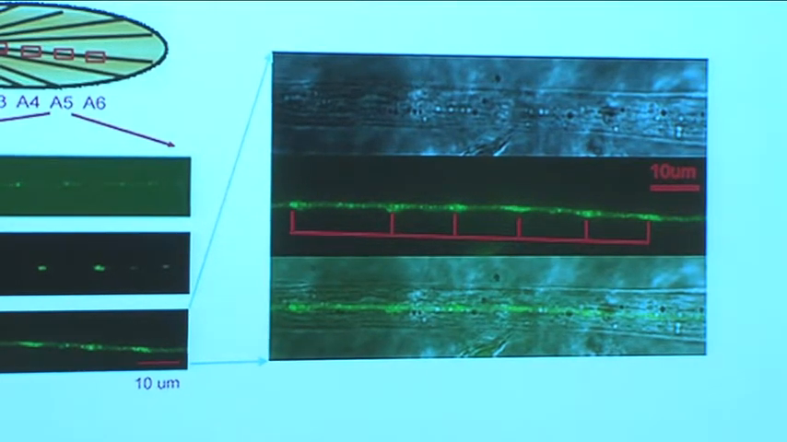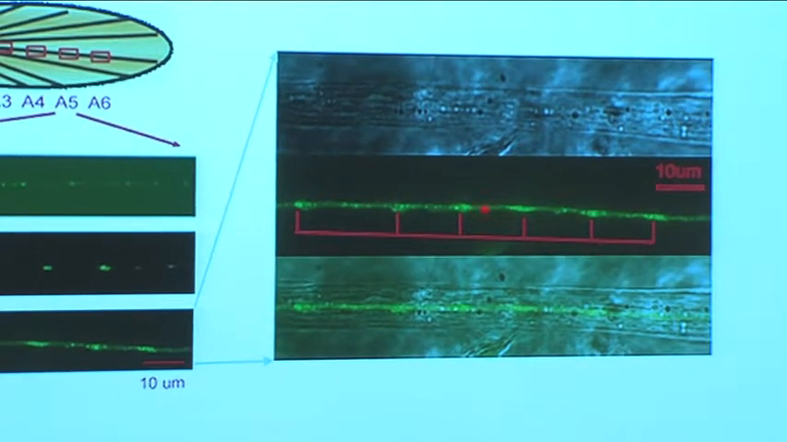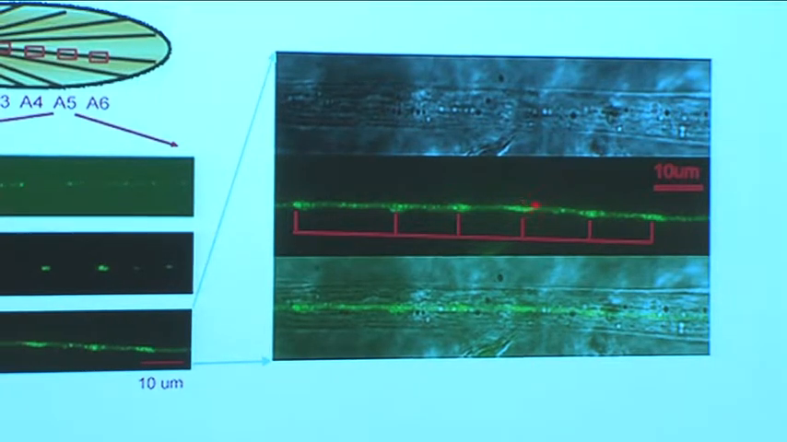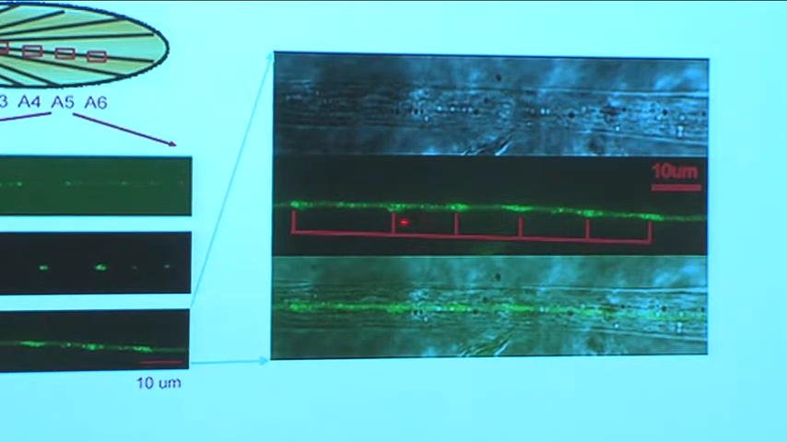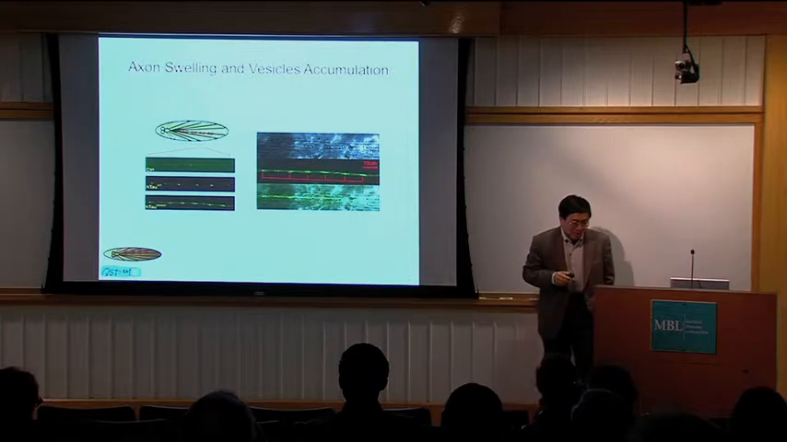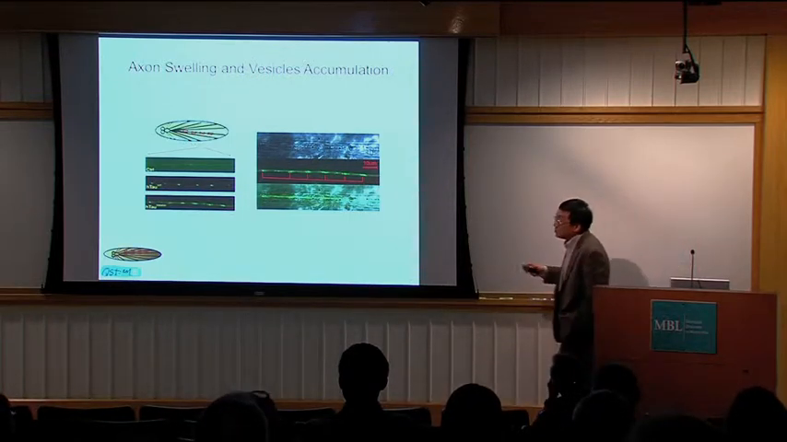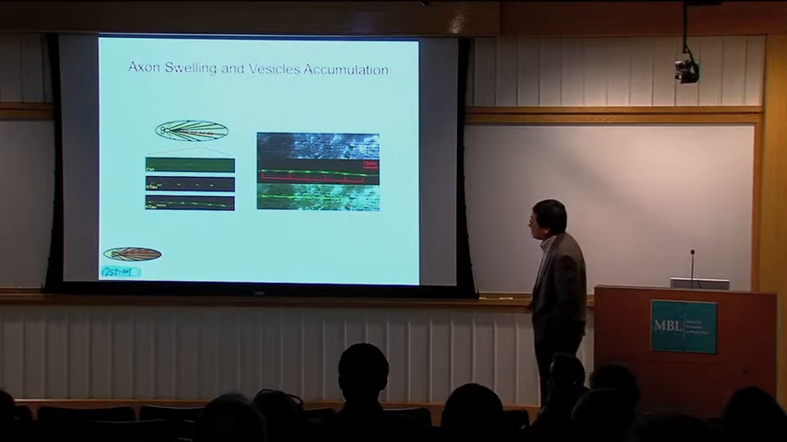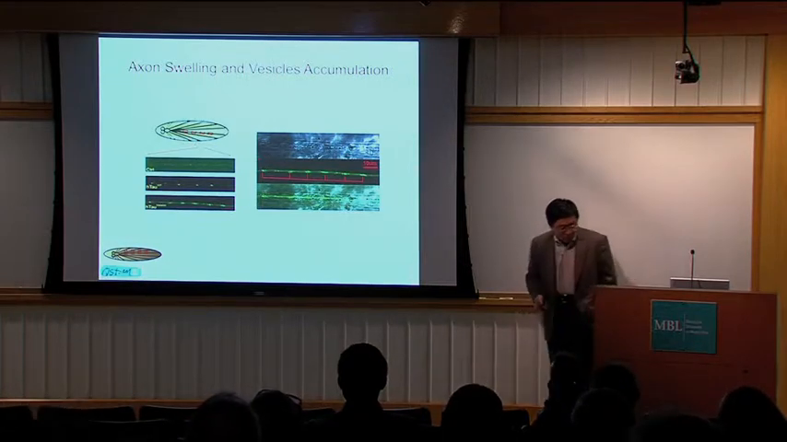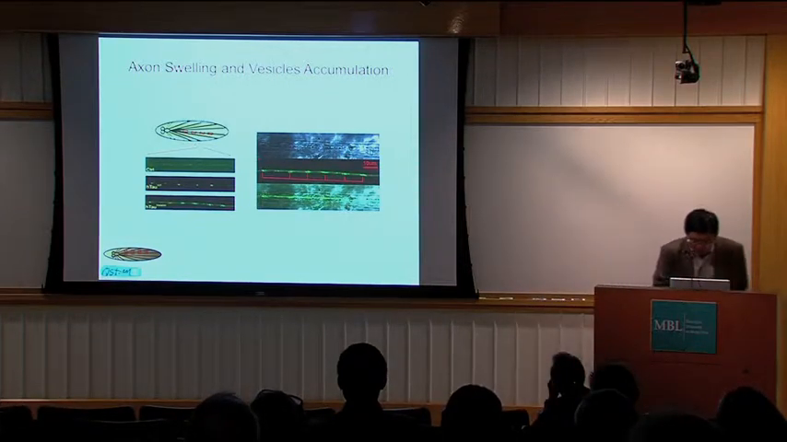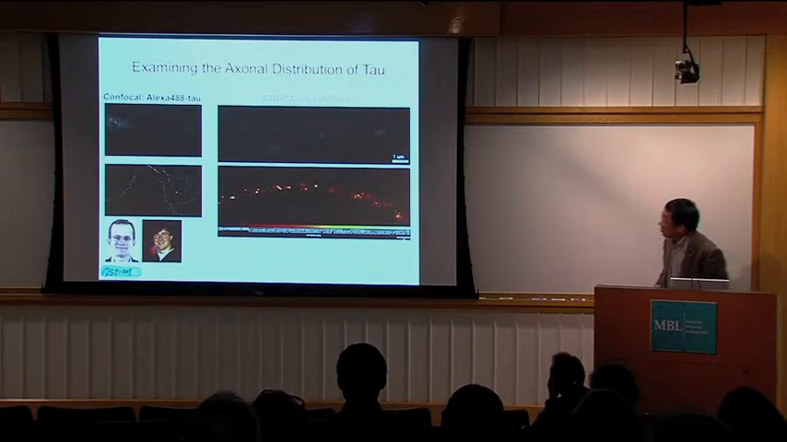Now, when you look at this, you will notice that there's a spatial separation between these clocks, and they follow a more or less uniform spacing. We wondered what drives this, and it doesn't take too much to think about that. This could be due to the accumulation of the tau protein. So what we did is we did the immunostain, and we looked at the tau.